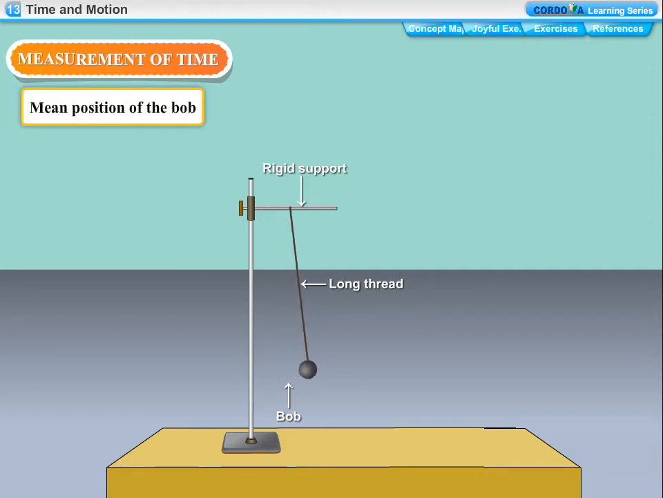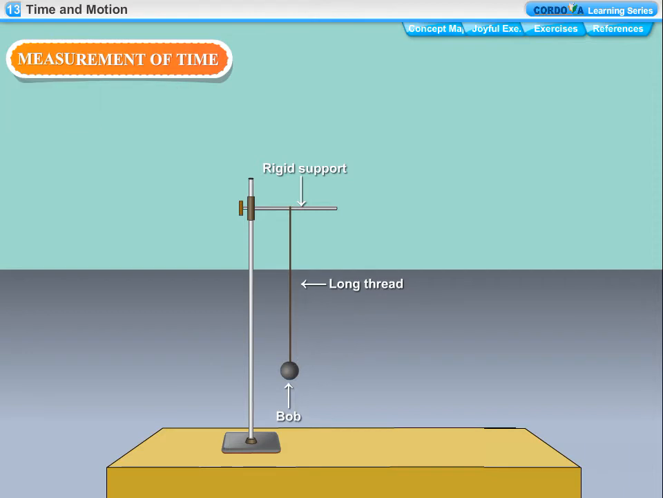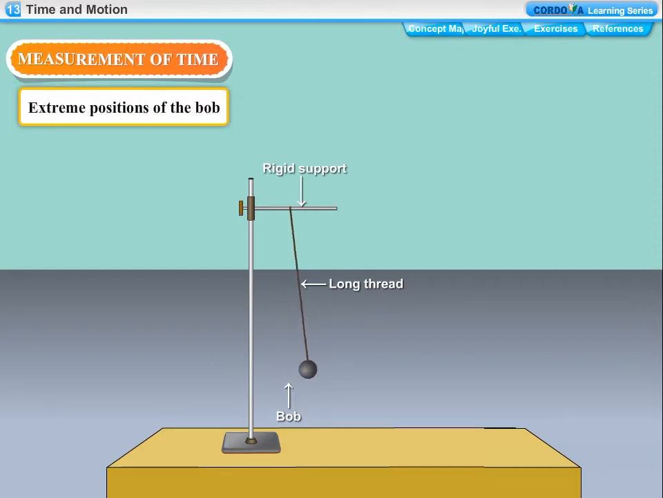Mean position of the bob. The position of the bob when it is at rest is called its mean position. Extreme positions of the bob. The positions where the bob is at the maximum distance from the mean position are called the extreme positions.